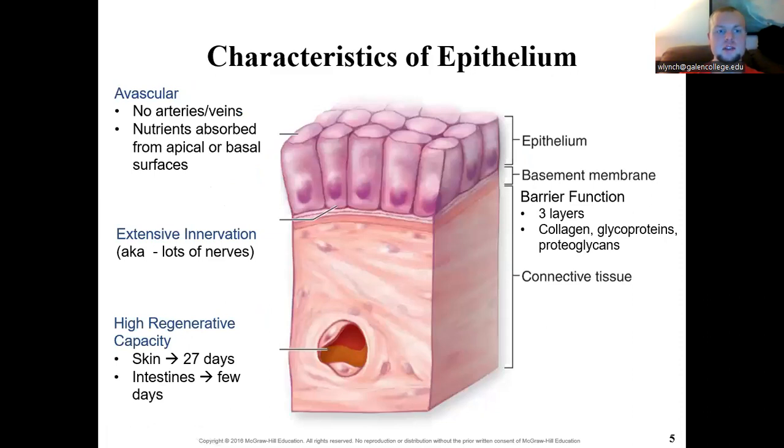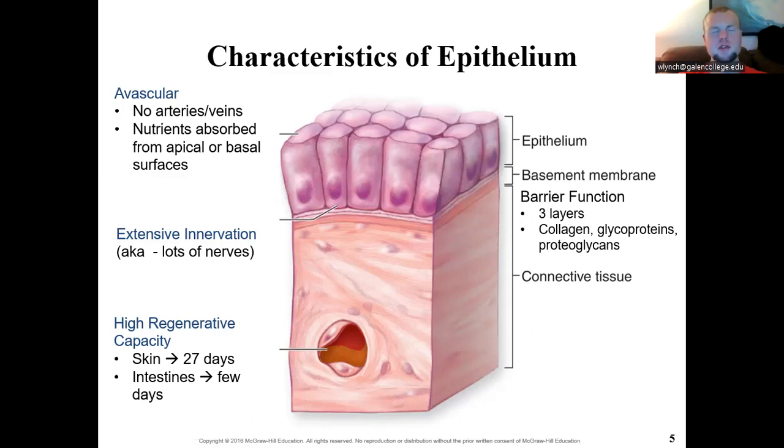Some other characteristics: they're extensively innervated, meaning that they have a lot of free nerve endings. These are for sensations such as temperature, touch, pressure, and pain. As I mentioned previously, they are not vascularized very well, so we have no arteries here. We're going to get nutrients based on absorption, so basically diffusion from the basement membrane is how we get nutrients into these cells.